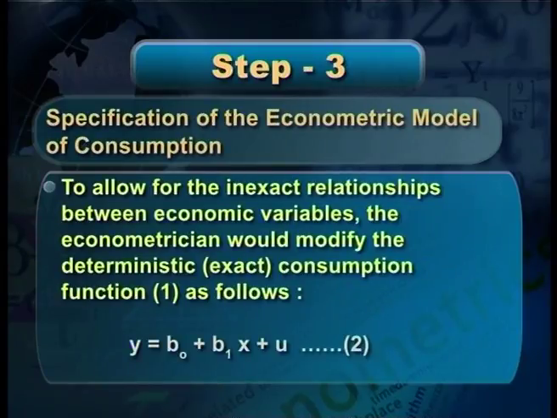Therefore, we have to include a random term. These are all random variables. To capture the influence of these variables, we have to include a statistical probabilistic random variable term, that is u, in the mathematical model, and then it becomes an econometric model. So, in equation 2 we have included the u term in the mathematical model, that is y is equal to b0 plus b1 x plus u. So, this is the third model.